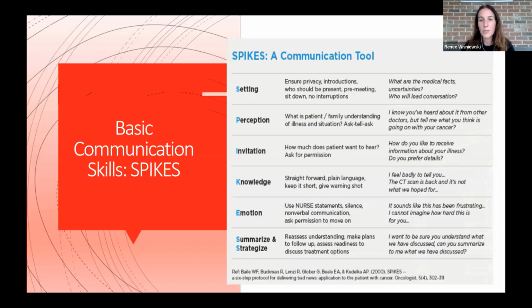And then the S can stand for summarize and strategize. So reassess the understanding of the patient and the family, make plans to follow up, assess readiness to discuss treatment options. For example, I want to be sure you understand what we have discussed. Can you summarize to me what we have discussed? Or a much simpler way is, what are your thoughts about what we've just discussed? So this is a really helpful tool when you're speaking with the patient or family about serious information.